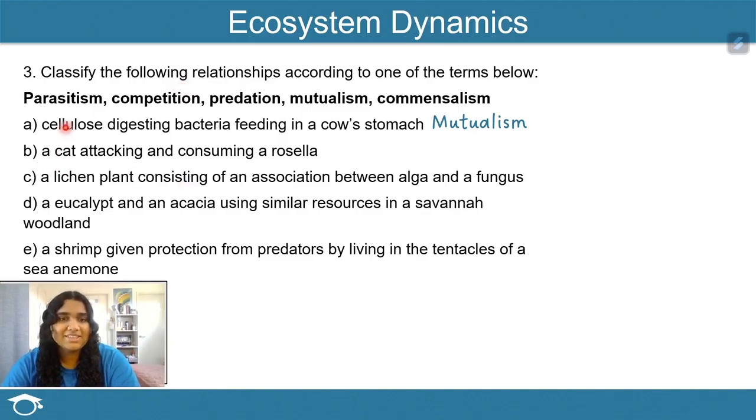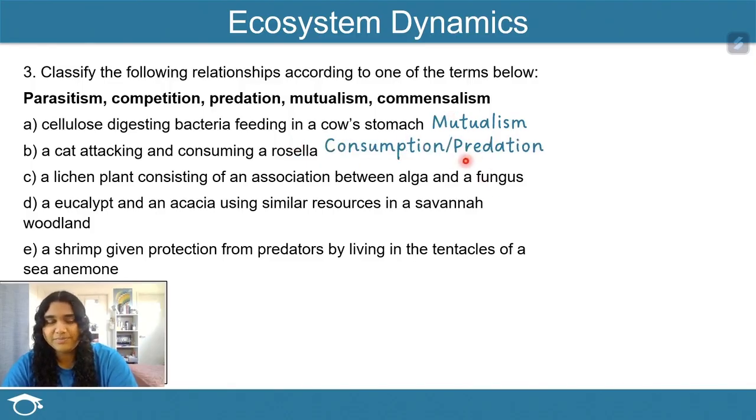In this one, a cat attacking and consuming a rosella. We've got the predator cat attacking and using the rosella as a food source. This is consumption or predation.